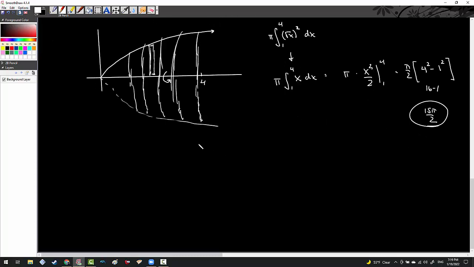All right, I'll go and do another example here. This time, I think I'm going to rotate it about a different axis. Let's do a y-axis rotation. So let's do the same function, y equals rad x. This time, I'm going to bound him off by y equals 2 and x equals 0. And now we're going to do a y-axis rotation.